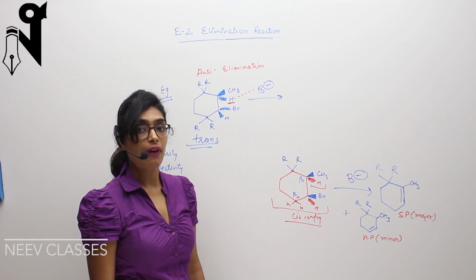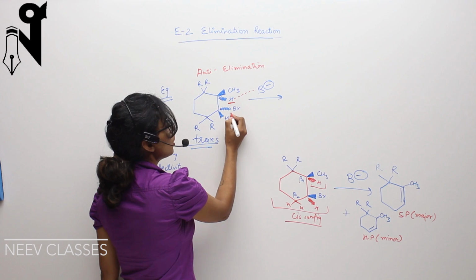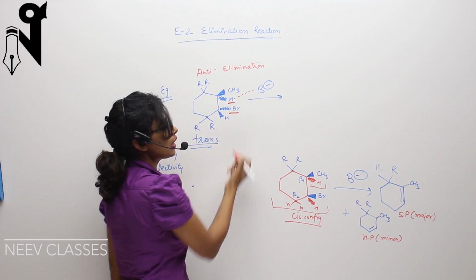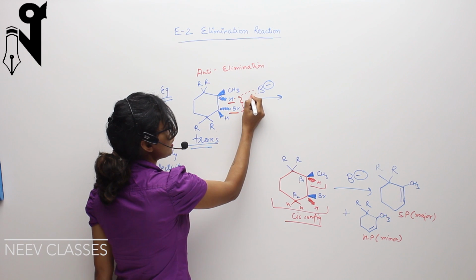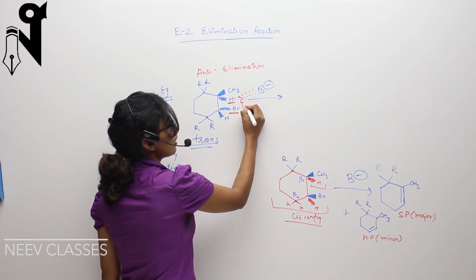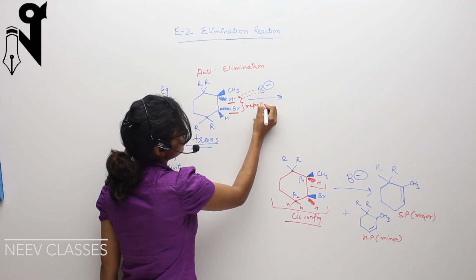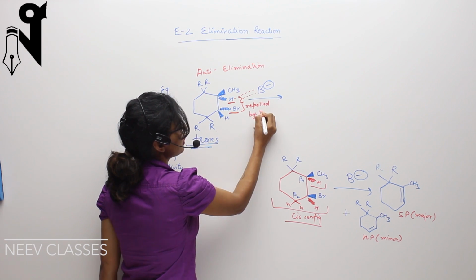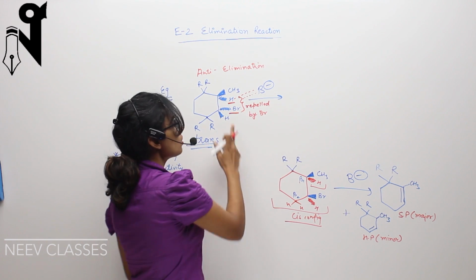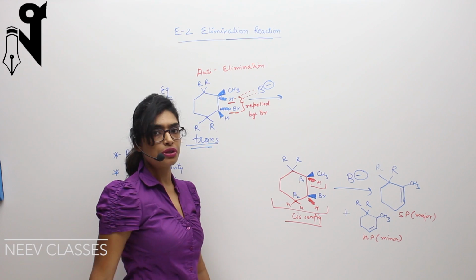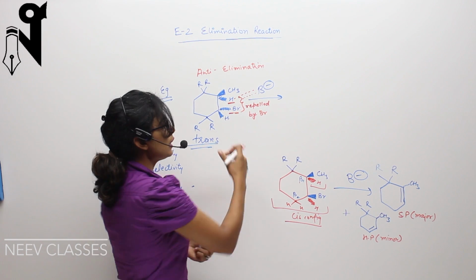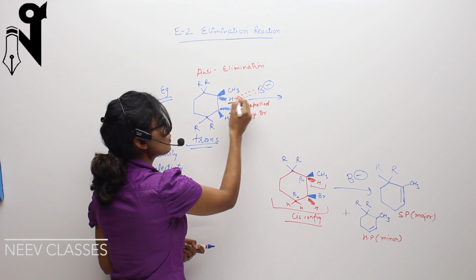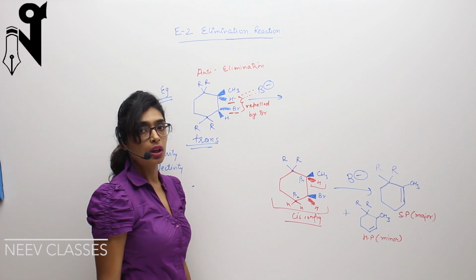No. Why not? Because look at the direction of bromine and hydrogen. Both of them are in the same direction. So if the base would try to approach this hydrogen, it will get repelled by Br. Why? Because this is also an electron-rich species, this is also an electron-rich species. Both will repel each other, both are like type of molecules, and hence this base will not be able to even approach this hydrogen.